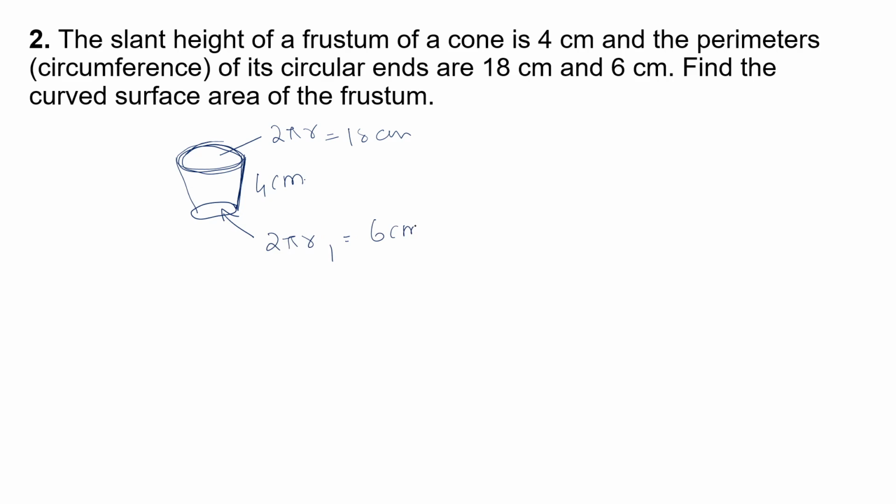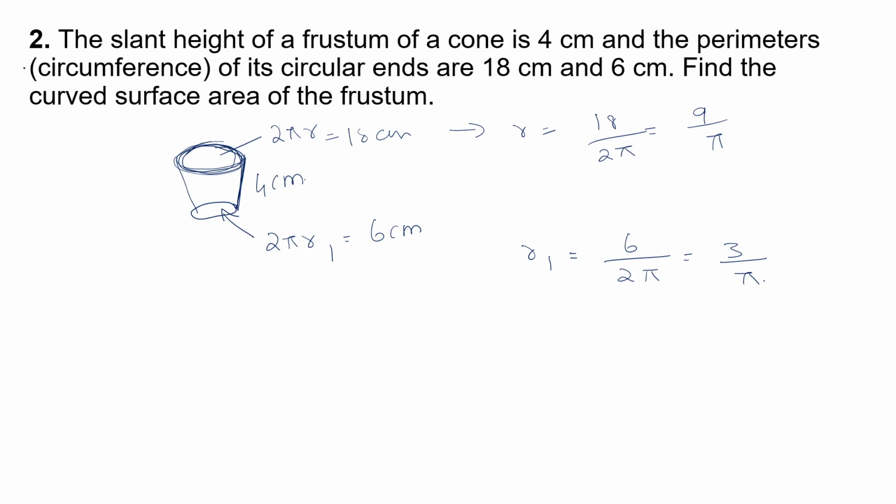and the other side perimeter is given as 6 centimeter. They have given the perimeter of the circular ends, so from this we can find r. So r is equal to 18 by 2 pi, and here r1 is equal to 6 by 2 pi, which is equal to 9 by pi, and here it is equal to 3 by pi.